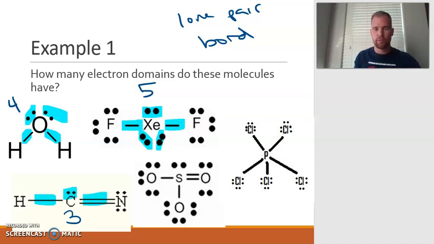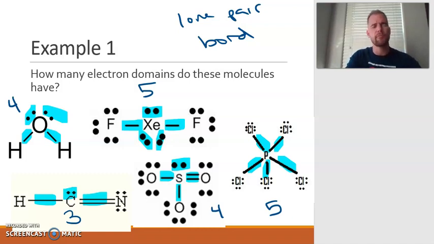Next, we look at SO3. Around the sulfur, we have a lone pair, and then we have 3 bonds. So there are 4 electron domains there. And then finally, we have PCl5. There are 5 bonds and no lone pairs on the central atom. And so in this one, there are 5 electron domains. Pretty simple, right? Pretty straightforward.